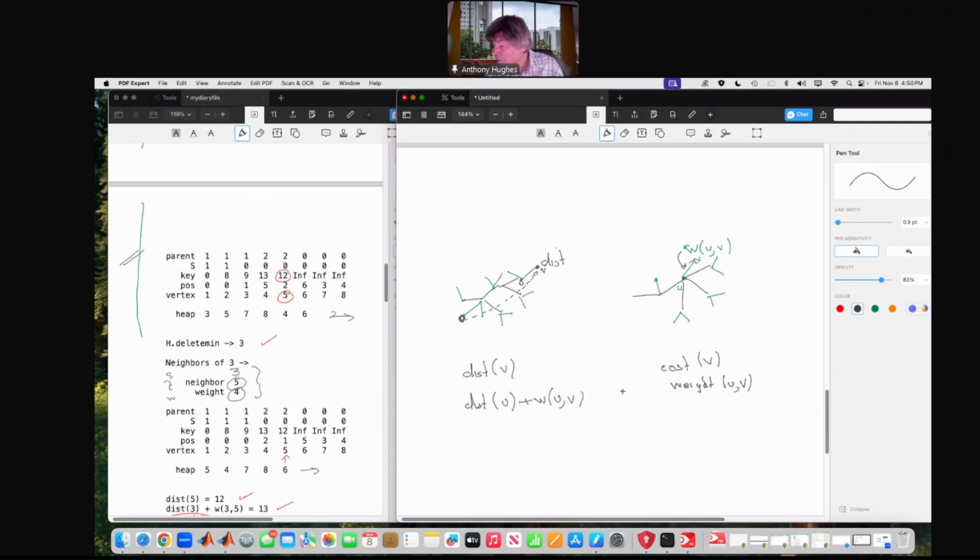And if this is smaller, we update with this. So if this is smaller, we make dist of V equal to the dist of U plus the weight of UV. And in Prim's, if this is smaller, we make cost V equal to the weight, or W.